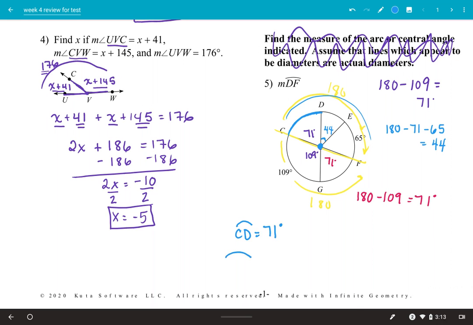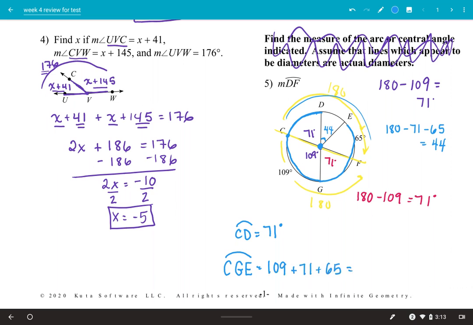So if I had a bigger one, so if I went from C to G to E, I'm going to go from C to G all the way to E. C to G, which is 109, G to F, and F to E.